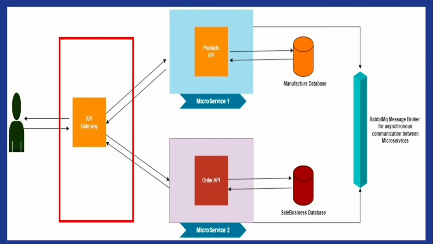So this is the flow of our entire series, right? We have created a microservice that contains product API, and another microservice that contains orders API, and then we have implemented RabbitMq message broker to communicate asynchronously between both the microservice applications. And finally, today we are going to implement API Gateway into our microservice flow.